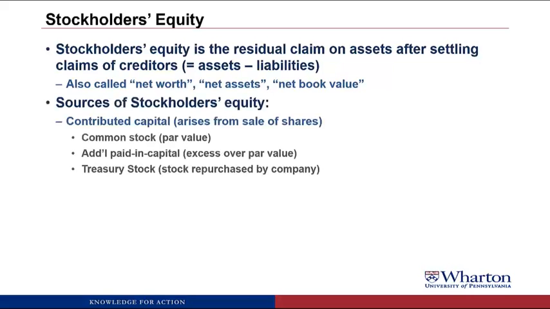But there are two sources of stockholders' equity. First, it can come from contributed capital. That's when we sell shares to the public. And there we'll have common stock at the par value, additional paid-in capital at the excess over par value, and treasury stock, which is any stock that's repurchased by the company.